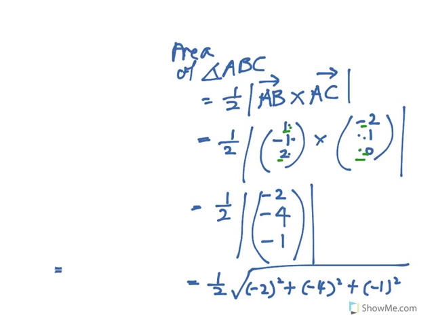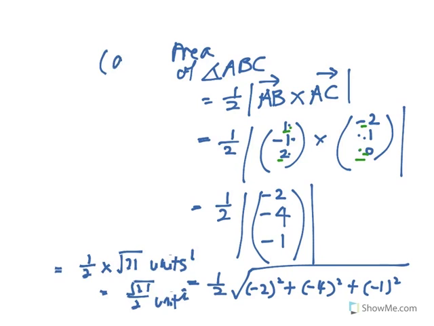Okay, let me write this on the left hand side. Actually it should be half multiplied by root 21, because we are talking about area, so it's square root 21 over 2 unit square. Okay, that's for part A.